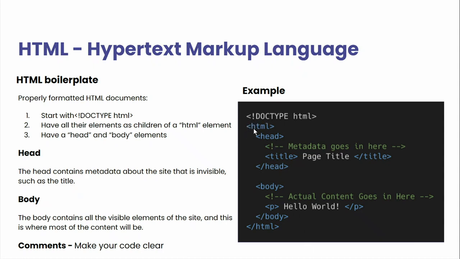Then you create an HTML opening tag, so it's an HTML element, which contains two children, one head and one body. And then that's it. That's all you need for it to be a valid HTML tag. The title in here and the green text and the P tag, that's just stuff that's added on top. You need doctype, HTML, head, and body.